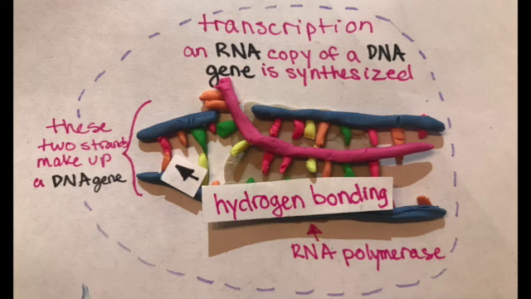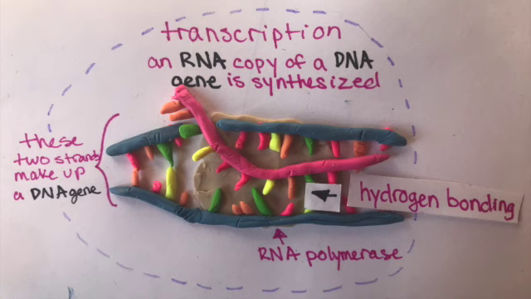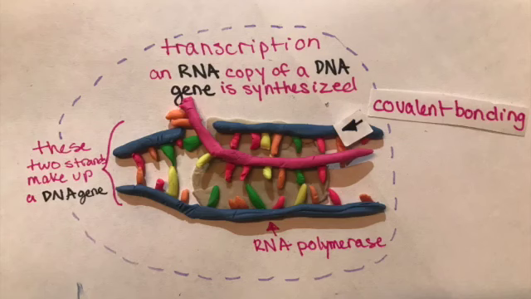Additionally, hydrogen bonds between the bases of the two separate DNA strands keep them in their double helix. Hydrogen bonds are also formed between the RNA bases and DNA bases through complementary base pairing. And covalent bonds link the nucleotides together in the DNA strands.